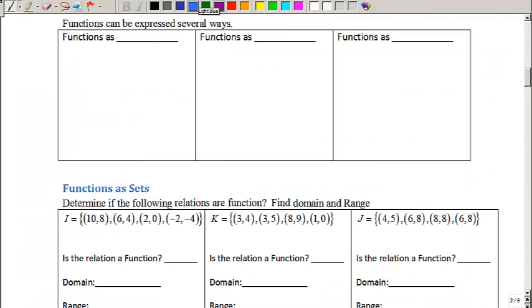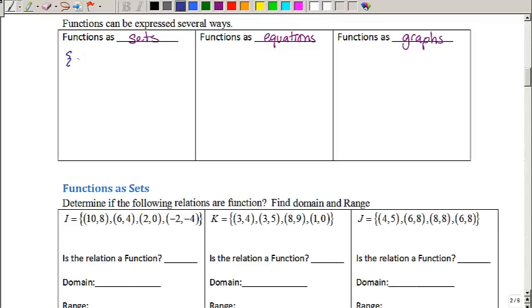Functions can be expressed several ways. Today we're going to be studying functions as sets, functions as equations, and functions as graphs. Let's take a look at the three ways these might look.